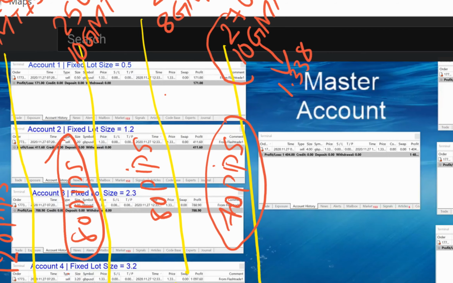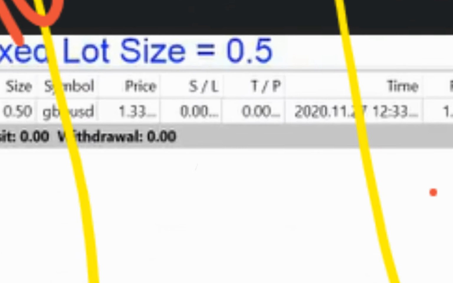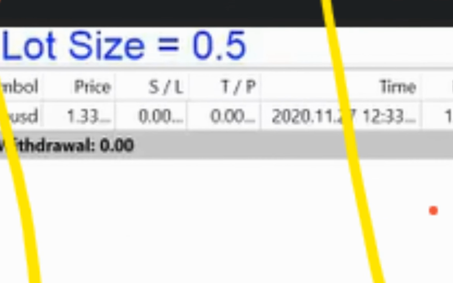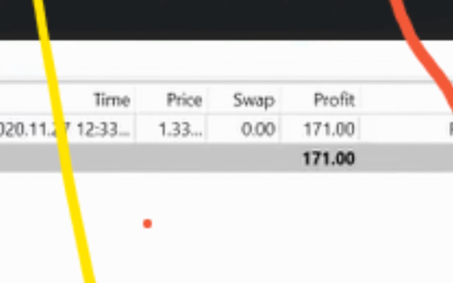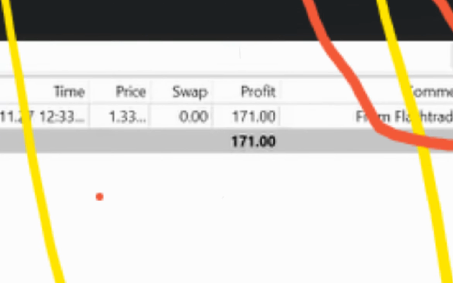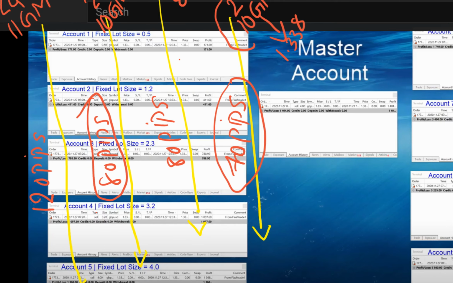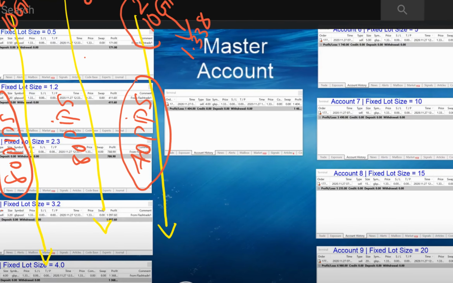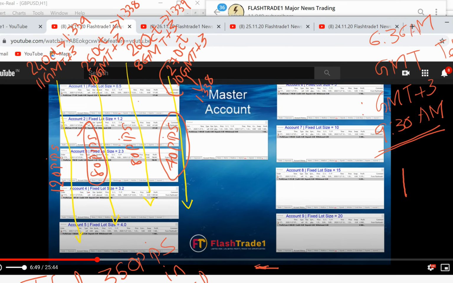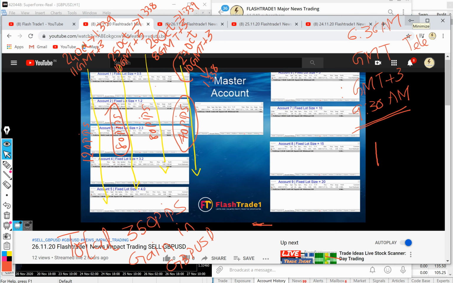So in account 1, which is traded with 0.5 lot size, we sold the GBP USD at price 1.33, of course it would be from 1.3380, and you can see that a profit of $177 is being booked. On account 2, $411, account 3, $788. And in this way you can verify the profit based on the lot size in all the 9 accounts. This is for today.